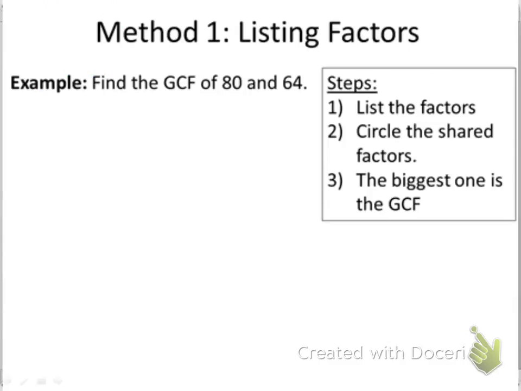The first method we're going to do is the listing factors method. The first thing you need to do is fill in our steps. So our first step is to list the factors, or numbers that can be multiplied with other numbers to make our product, or our number we're using. The second thing is to circle the shared factors. And the last one, the biggest one, is the GCF. Alright, let's start with the number 80.